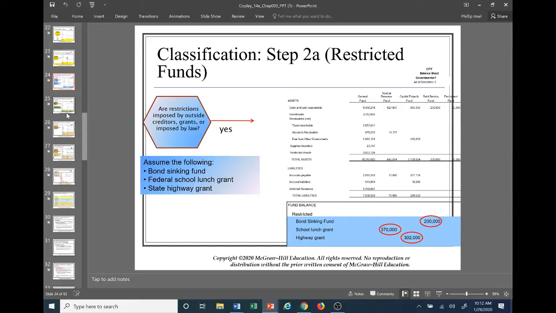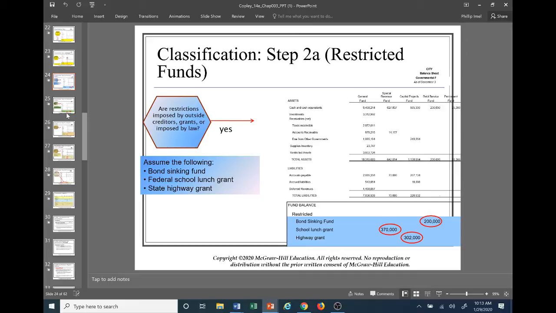Next, the federal school lunch grant. Well, what column do we see it in? It's in the special revenue fund, right? If you recall, that's for specific purposes other than capital projects. The school lunch grant is a specific purpose, so it's going to be restricted within the category of special revenue funds.